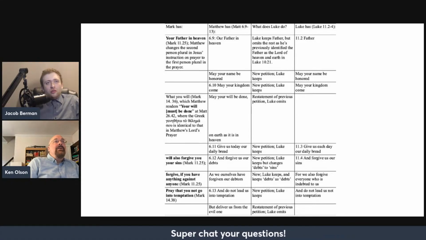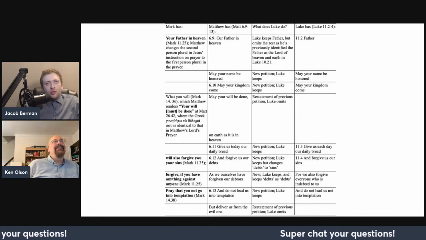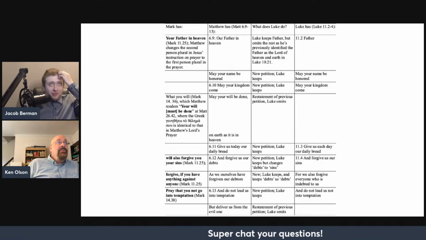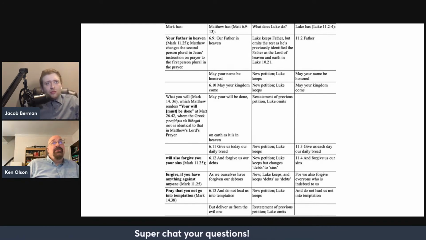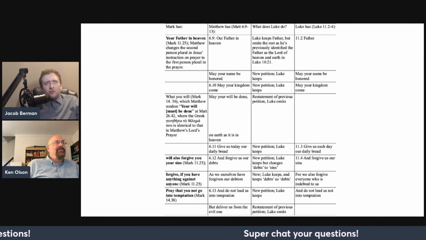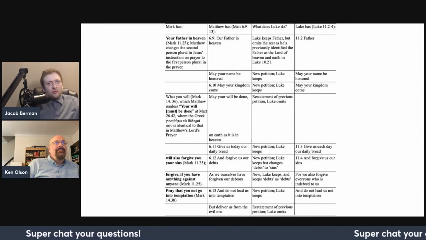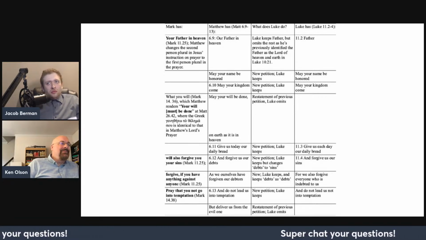Okay. So the common form that most people know who have read this kind of stuff, or who went to church, is the Matthean form, which is much longer than the Lucan form. The Lucan form is only about half as long as Matthew's form. And the Matthean form is, "Our Father in heaven, may your name be hallowed, may your kingdom come." This isn't the usual language.